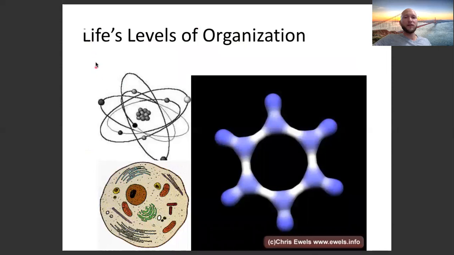So, life's levels of organization. Technically, the smallest unit of life is the cell, but we will be talking about atoms and molecules in this class. So right here we have an atom. A bunch of atoms grouped together form a molecule. Right here's a benzene ring. A group of molecules together can form a cell.